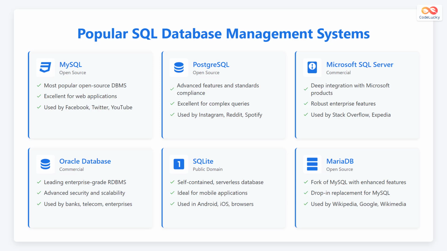Oracle Database is a commercial database management system, and it is a leading enterprise-grade RDBMS with advanced security and scalability features. It is also used by banks, telecom companies, and other enterprises. SQLite is a public domain database management system that is self-contained and serverless, making it ideal for mobile applications.